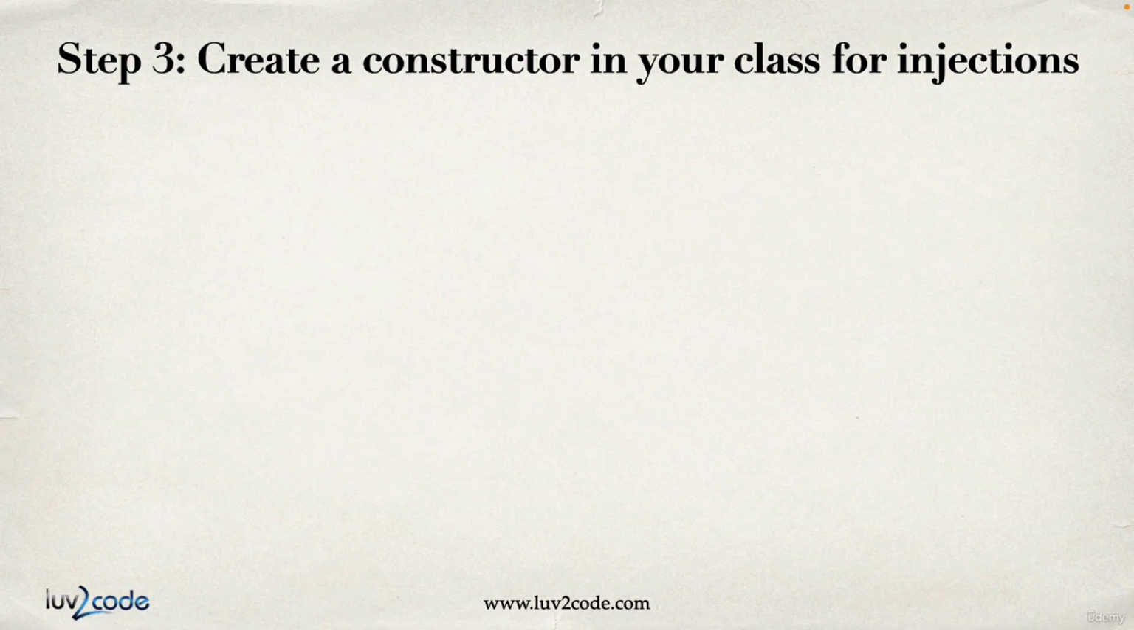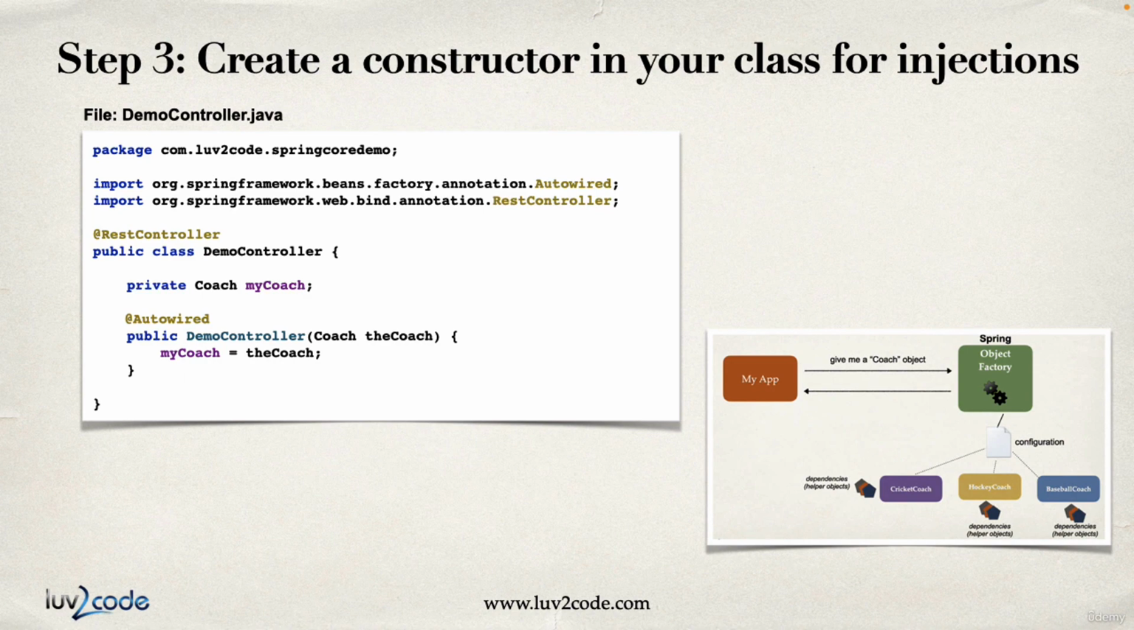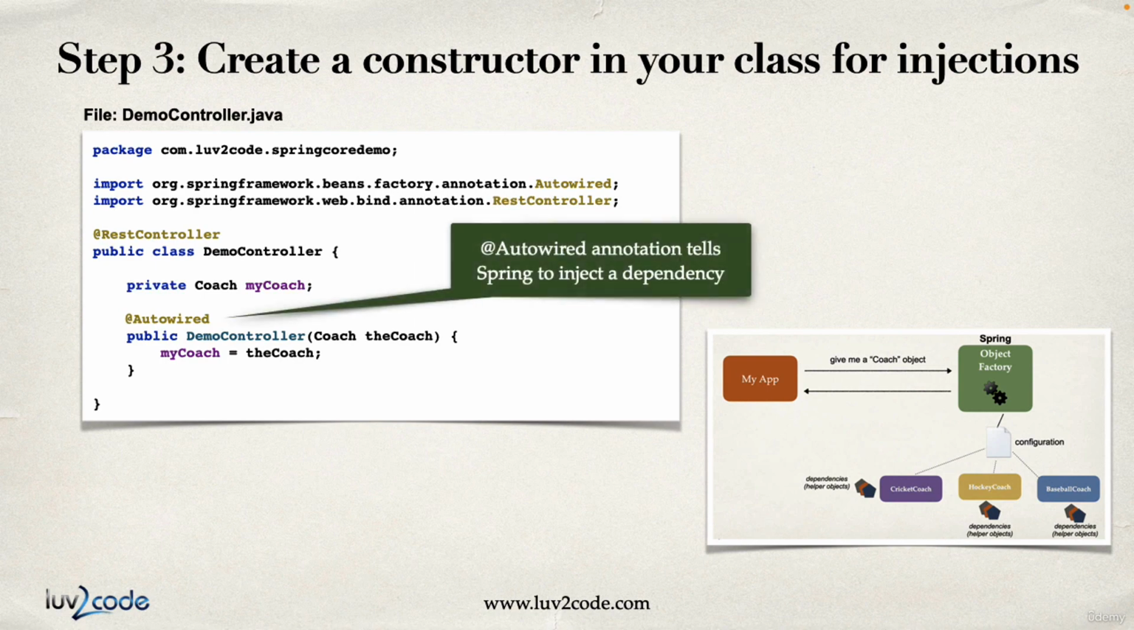And then in step 3, we create the constructor in our class for injections. So we define a private field here, myCoach, and then we create this constructor, DemoController. We pass in Coach, theCoach, and then we make use of the Autowired annotation. And so remember, the Spring object factory will handle injecting this dependency based on the configuration. And notice the Autowired annotation tells Spring to inject a dependency.